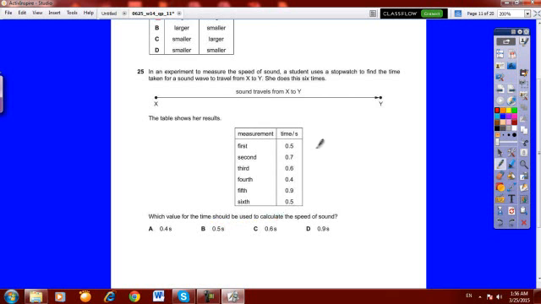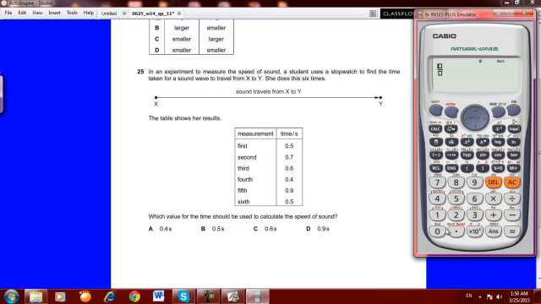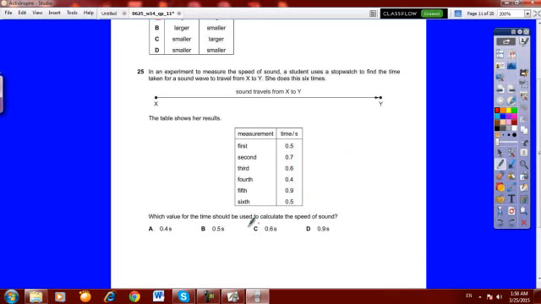We'll take the average of these values: 0.5 plus 0.7 plus 0.6 plus 0.4 plus 0.9 plus 0.5, divided by their number, which is 1, 2, 3, 4, 5, 6. And the answer will be 0.6. C.